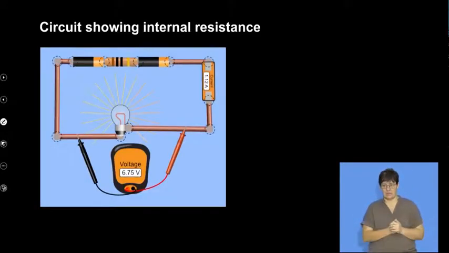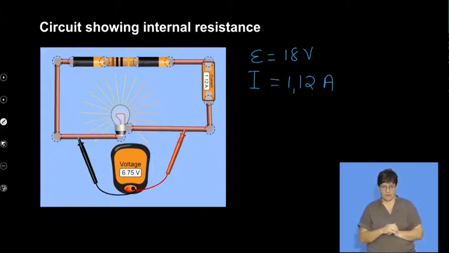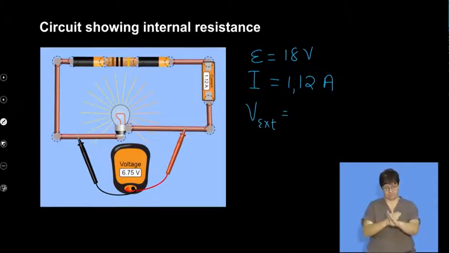And then once we close or complete the circuit, we know that our E from the previous reading is 18 volts, okay? And then the total current or the main current in the circuit is 1,12 amperes. But then what is this 6,75 volts? This is actually V load, or our V external. In other words, of the 18 volts, only 6,75 volts is available in the external circuit. It means the difference between 18 and 6,75 gives us the lost volts.